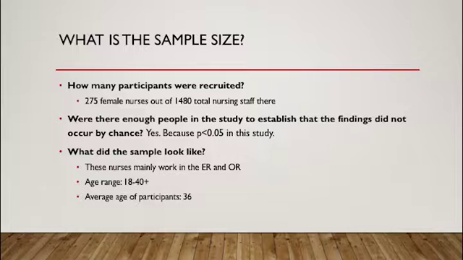What did the sample look like? These nurses mainly worked in the ER and in the OR. Their ages ranged from 18 to 40 plus, and the average age of the participants was 36 years of age.